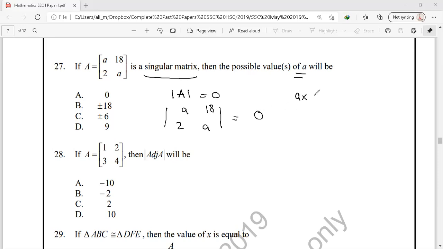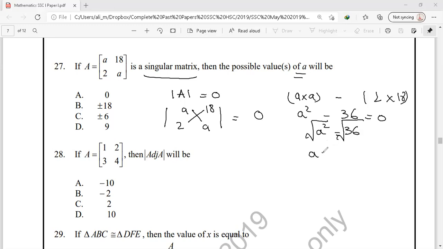So A into A minus, we cross multiply these elements with a negative sign between them, 2 multiplied by 18. So this is A square minus 36, that will be equal to 0. By calculating, the value of A square will be equal to 36, and taking the square root on both sides, A will be equal to plus minus 6. So the correct option for question number 27 is option C.